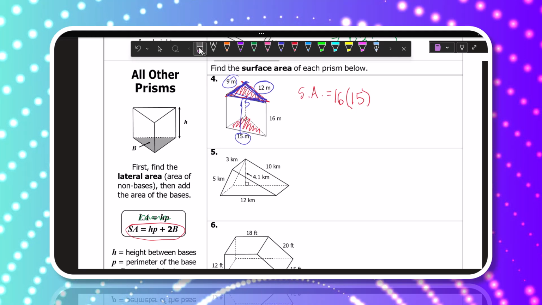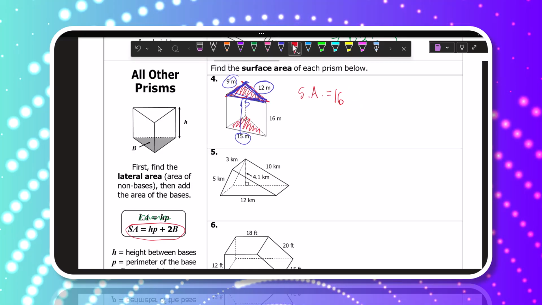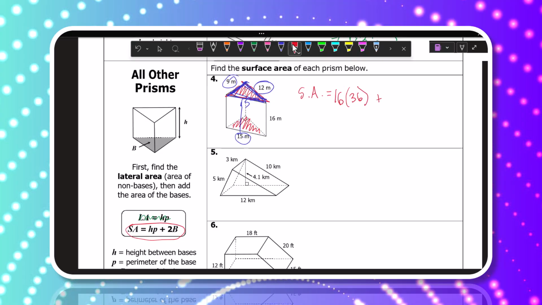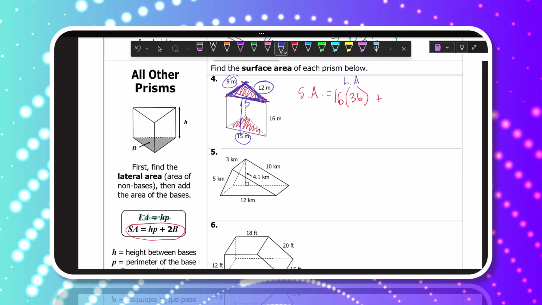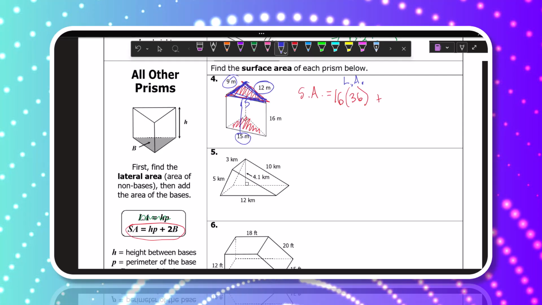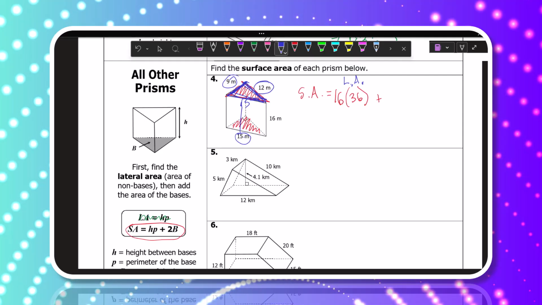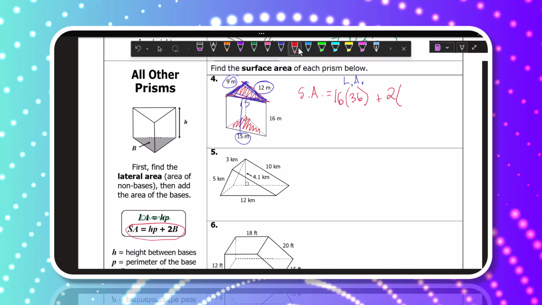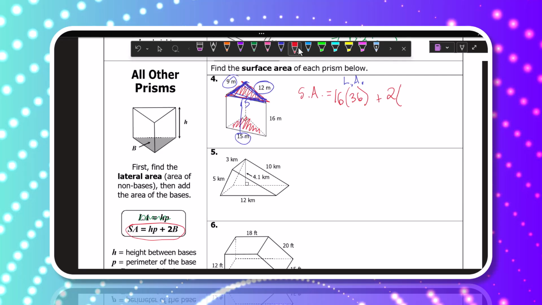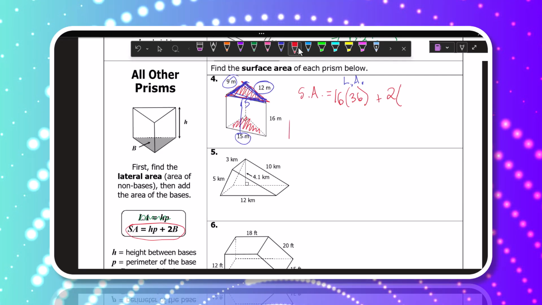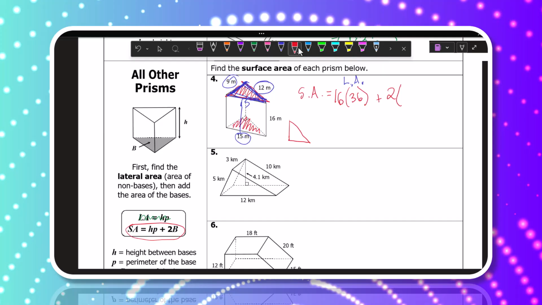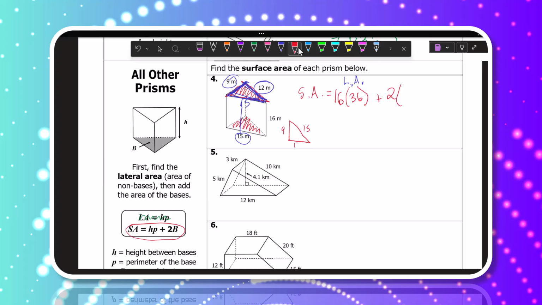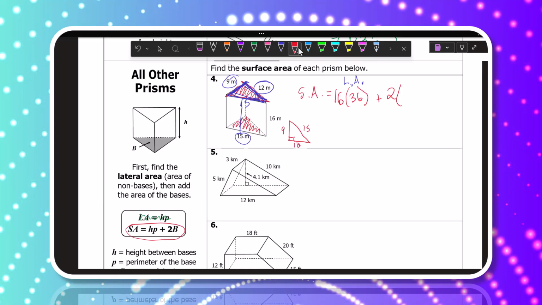Oh, not 15. Sorry, we got to add those up. Silly me. So 12 plus 15 is 27, plus 9 is 36. So that by itself is our lateral area. If you want to find just the sides, yeah, that's our lateral area. Now to find our base area. So it's 2 times the base area. Well, our base is a triangle, and if we draw it out, 15 was our hypotenuse, 9 and 12 were our 2 legs, and it is a right triangle.